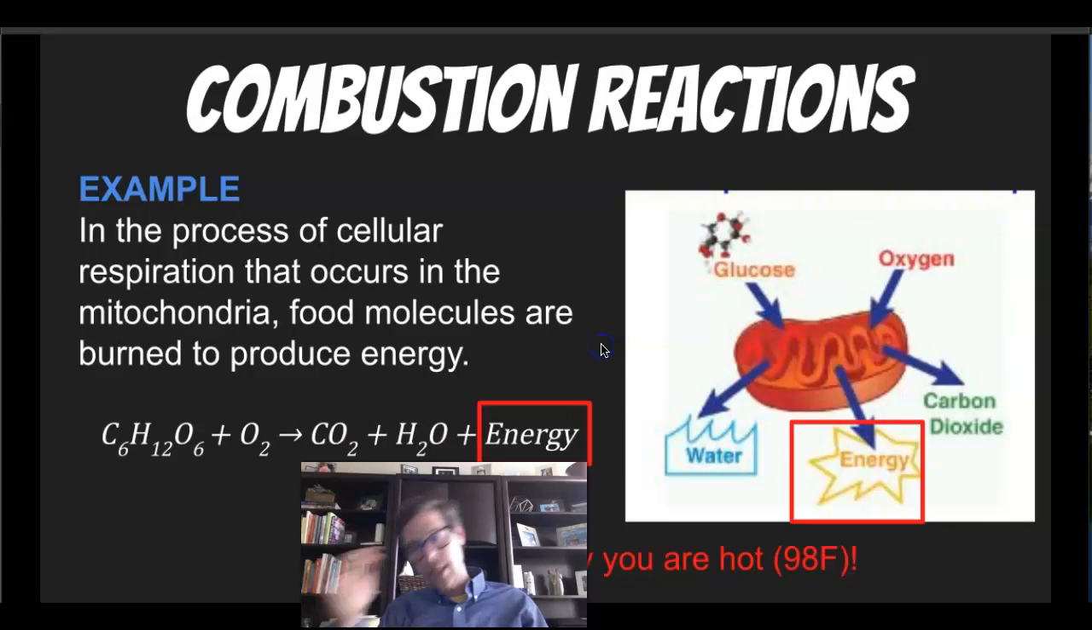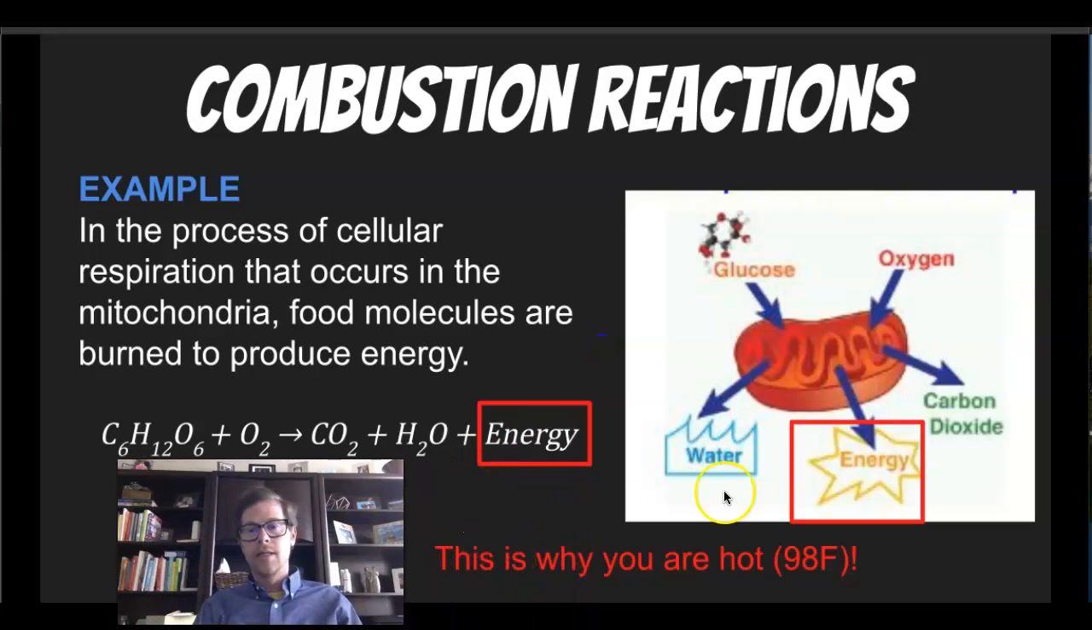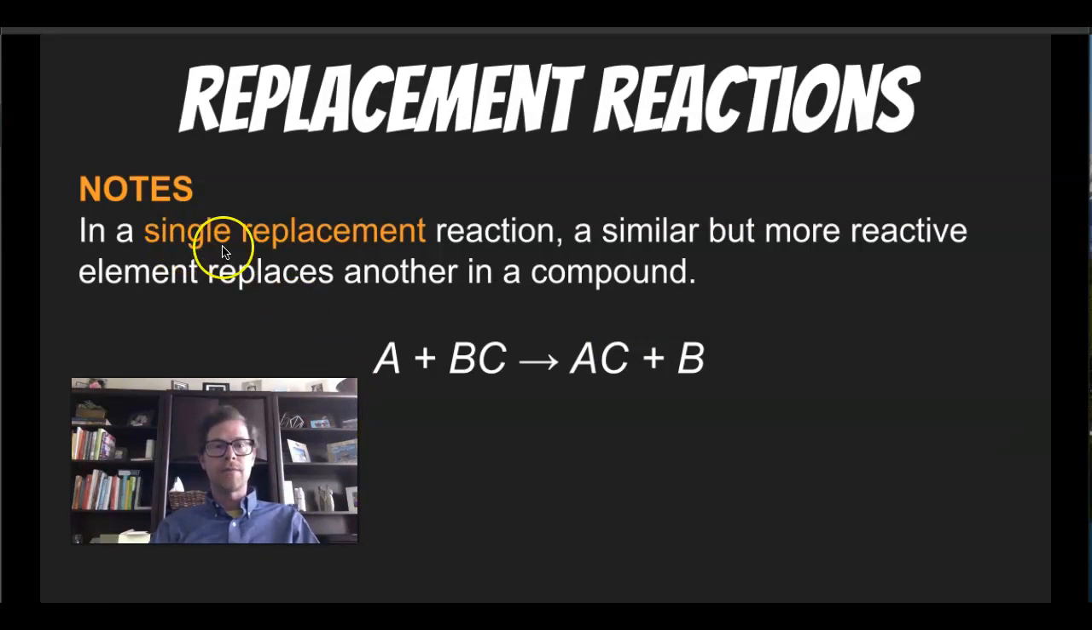And interestingly, of course, this energy, that's why you're hot, right? You're getting the energy for your cells to do things, but because it's not perfect at transforming the energy, you get a lot of heat. And that's why you are 98 degrees, because this combustion process is constantly giving off heat. Okay, next kind is called single replacement. You have these replacement reactions, and it's basically somebody taking somebody else's place.